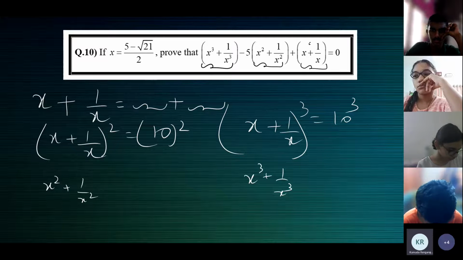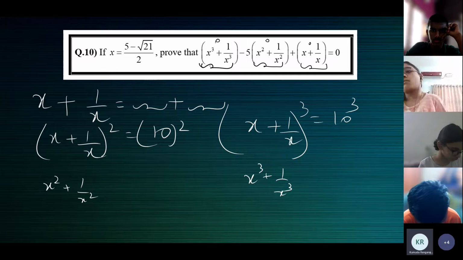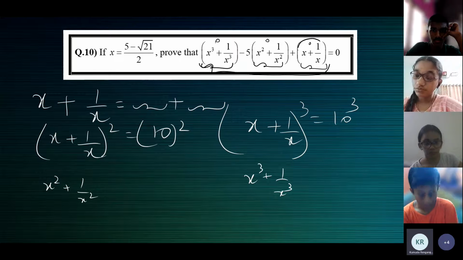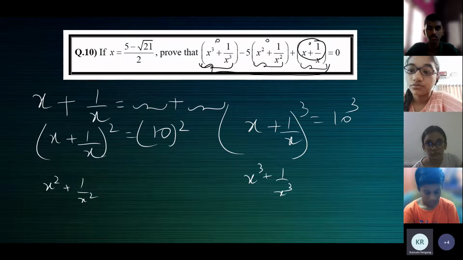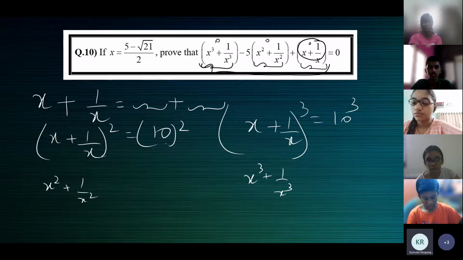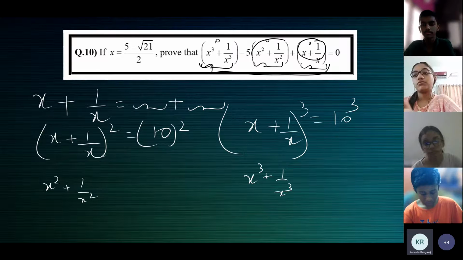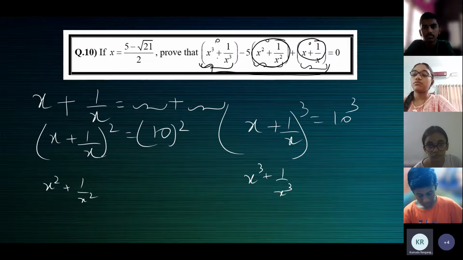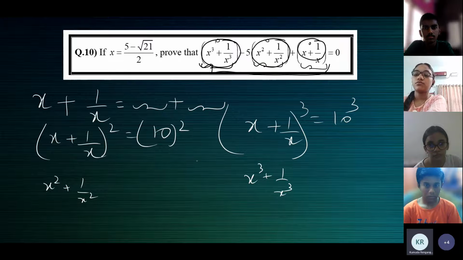You'll have to substitute the values in these places, and the value of this expression should be 0. So we already have the value of x plus 1 by x. Supposing x plus 1 by x is 10, when you square that equation on both the sides, you can find x squared plus 1 by x squared. And when you cube that equation on both the sides, you can find the value of x cube plus 1 by x cube.